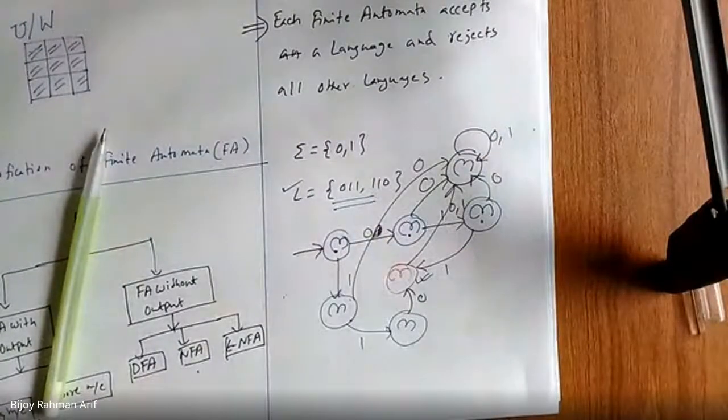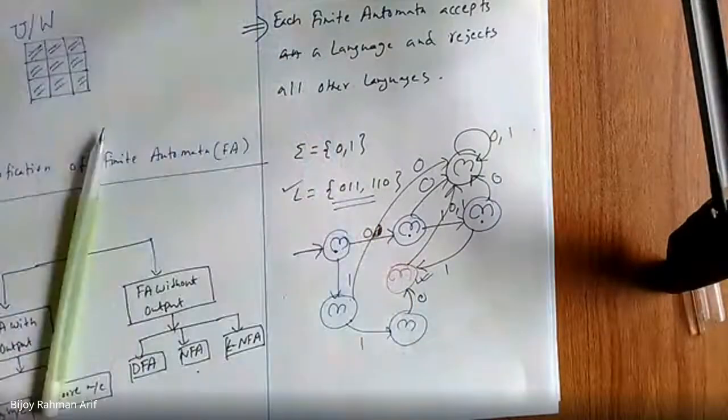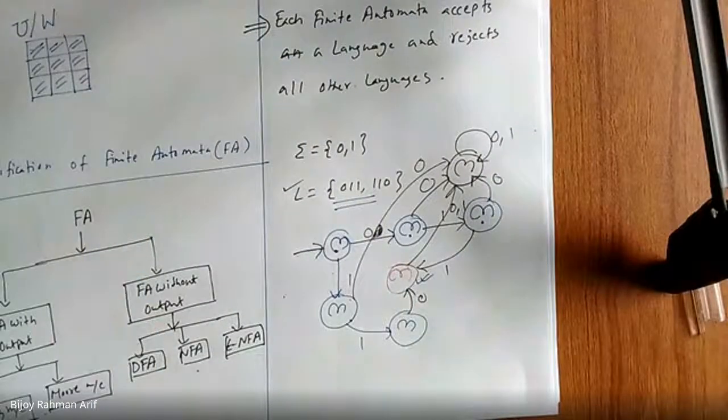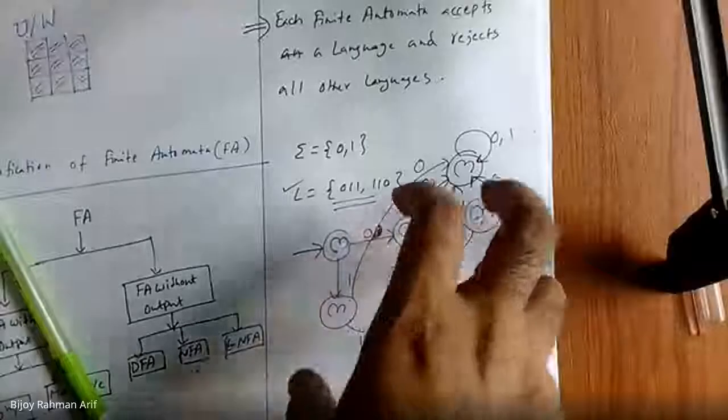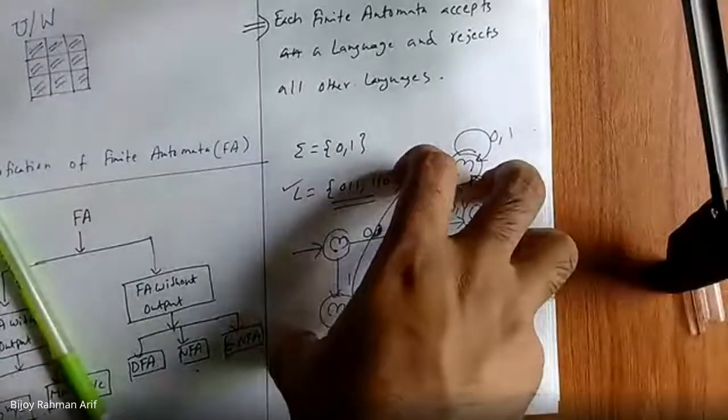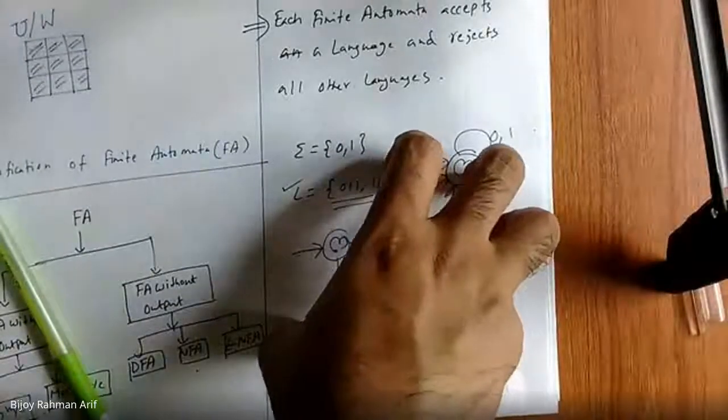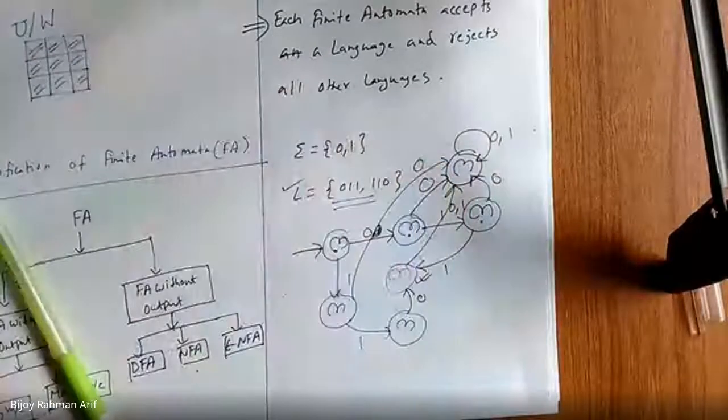Is it clear to you guys? Playing only with light bulbs and wires. Then the machine can understand that it is accepting 011 and 110. Other strings it is rejecting. Is it clear to you or not, guys? Yes, sir. So finite automata is all about making this kind of circuits, by which we are going to accept any language.